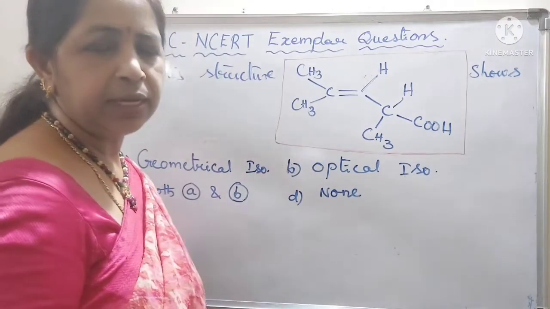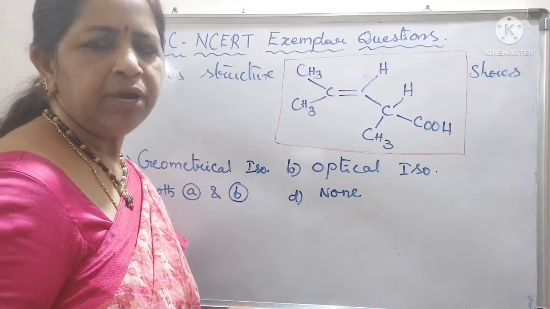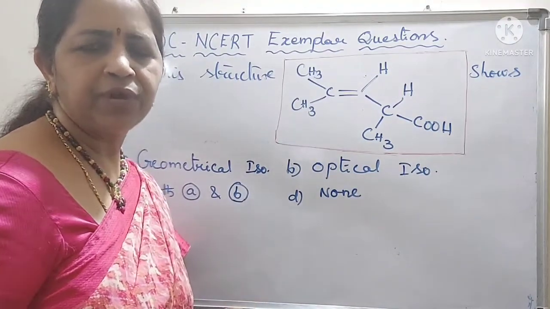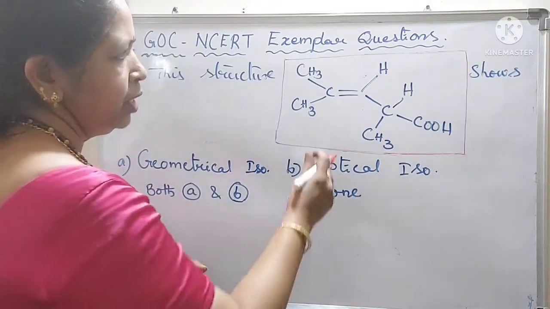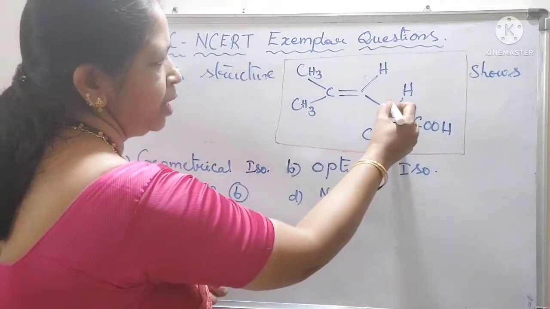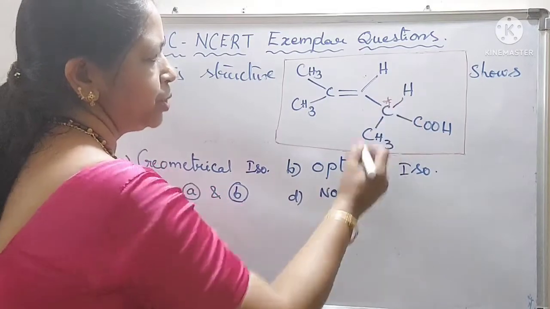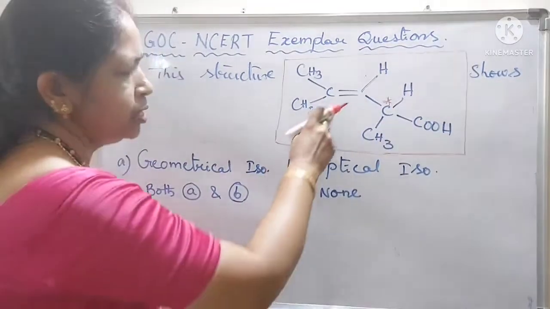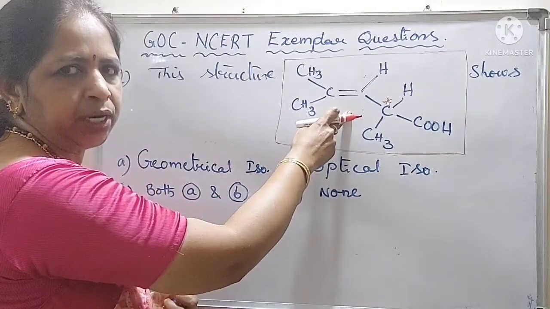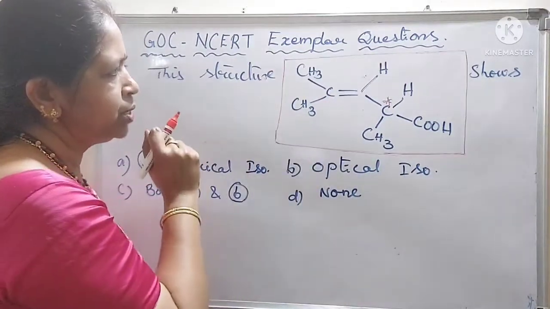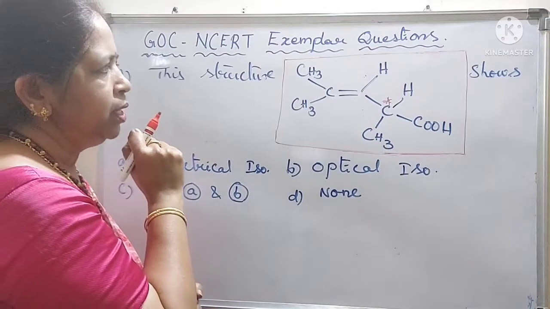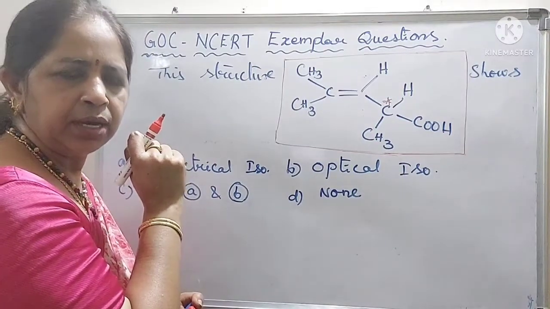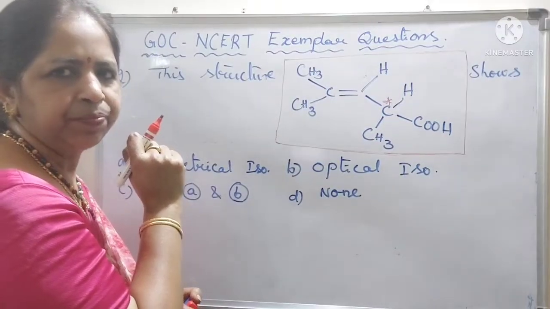What is a chiral center? A chiral carbon is one which is bonded to 4 different groups or atoms. It has this carbon as a chiral carbon, so it shows optical isomerism. And also it has a double bond. Whether it shows geometrical isomerism or not, can it show geometrical isomerism?